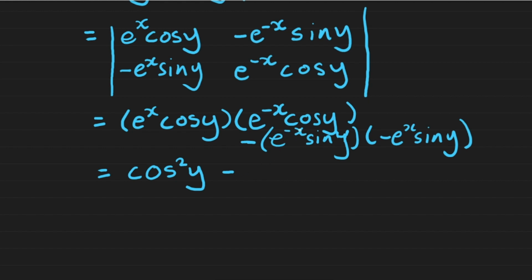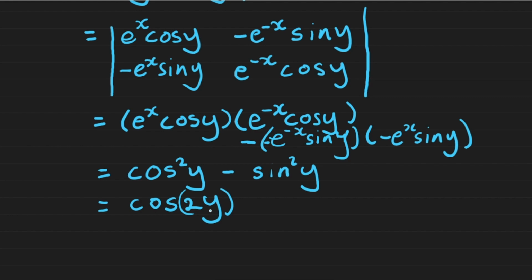Same thing, e to the power minus x, e to the power minus x. All this gives us 1. Sorry, I forgot this minus here in front, so there should be a minus here as well. So it's that minus there. So the minus times the minus gives us a plus, and again this gives us 1, e to the power minus x times e to the power x. So we're left with sine squared y. And this we know is equal to cos of 2y. Double angles.